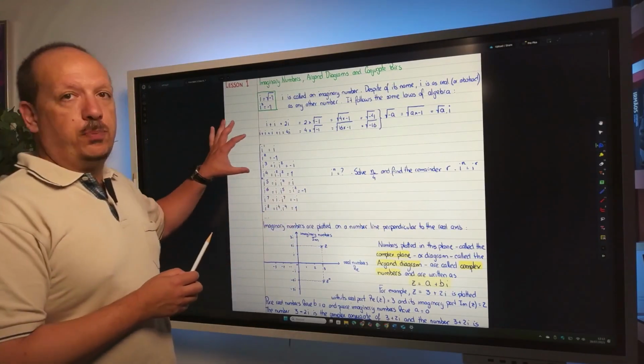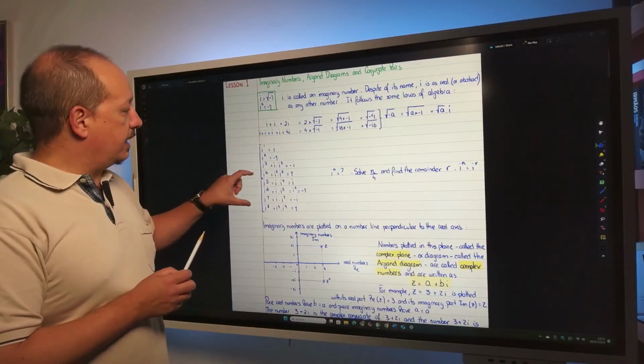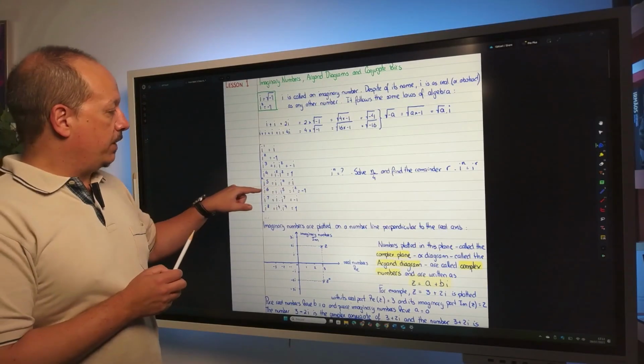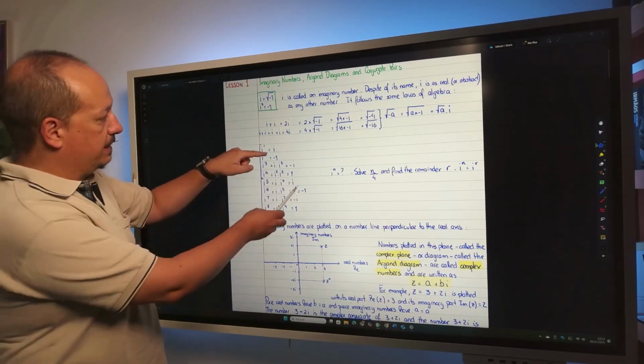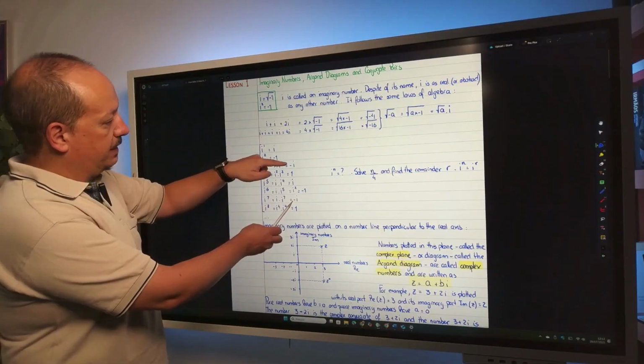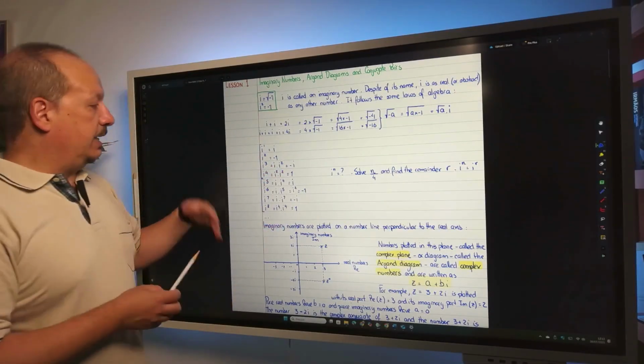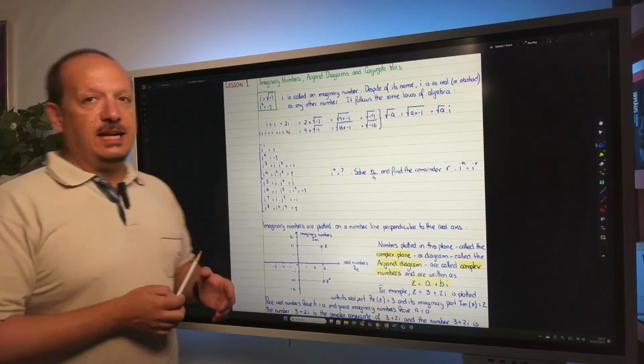And then from this point onwards, the whole thing starts repeating itself. i to the power of 5, as you can see here, is i. i to the power of 6 is -1, same as there. i to the power of 7 is minus i. i to the power of 8 is 1, and then i to the power of 9 is going to be again i, etc.